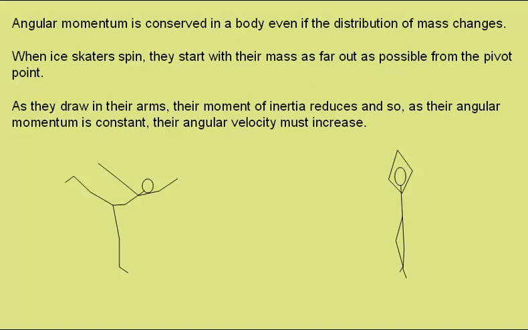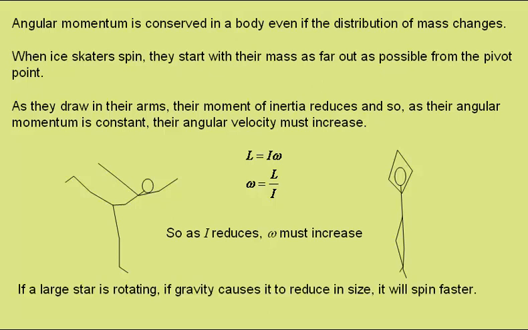Let's look at that in symbols. Angular momentum is equal to moment of inertia multiplied by angular velocity. So angular velocity equals angular momentum divided by moment of inertia. So, as the moment of inertia I reduces, angular velocity omega must increase. If a large star is rotating, if gravity causes it to reduce in size, it will spin faster.